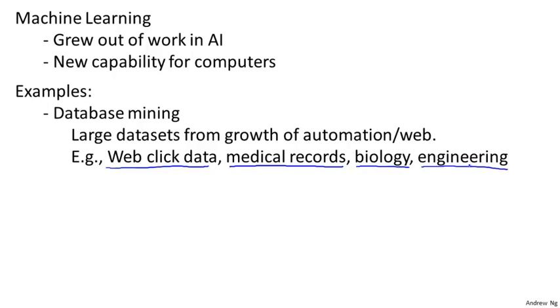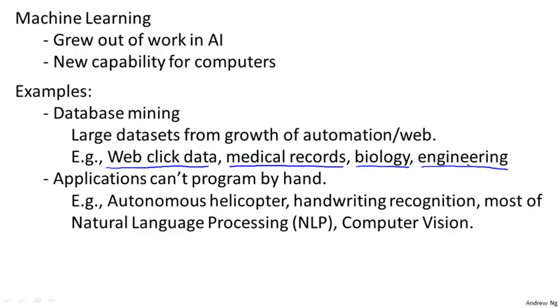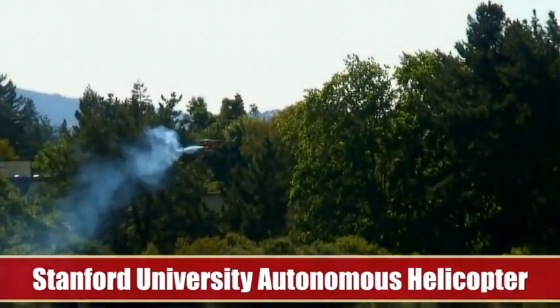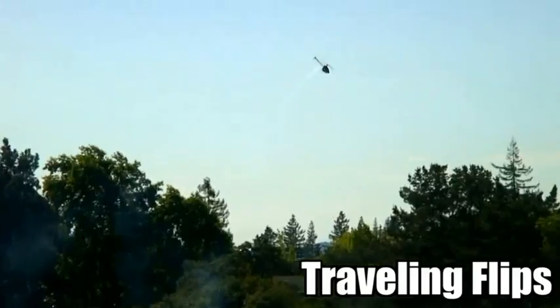A second range of machine learning applications is ones that we cannot program by hand. So for example, I've worked on autonomous helicopters for many years. We just did not know how to write a computer program to make this helicopter fly by itself. The only thing that worked was to have a computer learn by itself how to fly this helicopter.